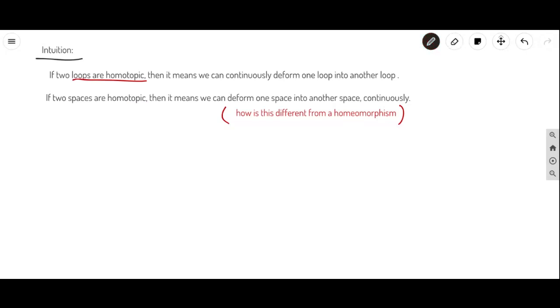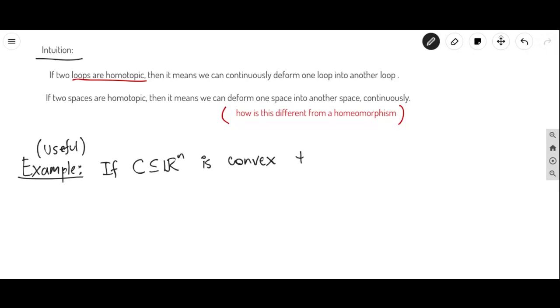So I'm going to give you an example, and this is probably the most extreme example, but we should know this. This is useful to know: if C is some subset of R^n, and it is convex, and you pick some point P in your convex set, then C is homotopic to that single point.